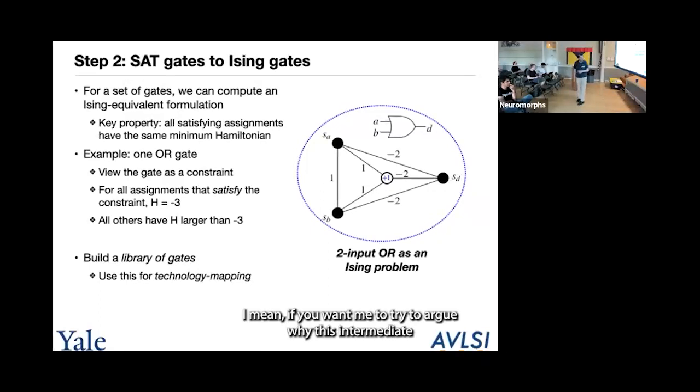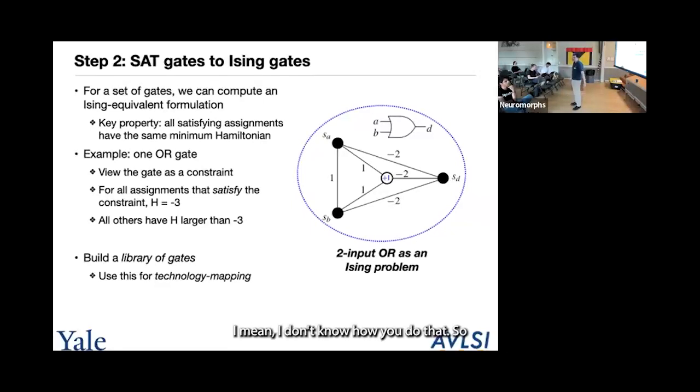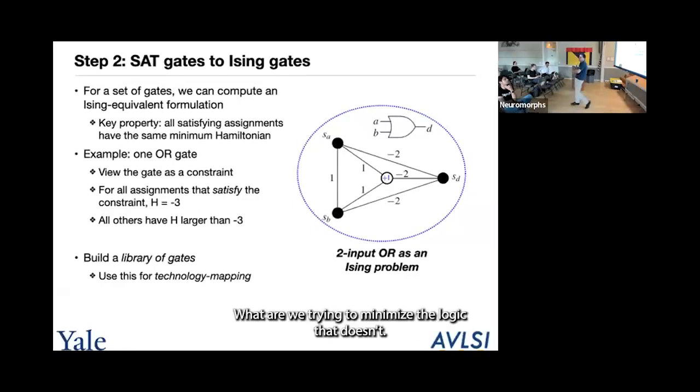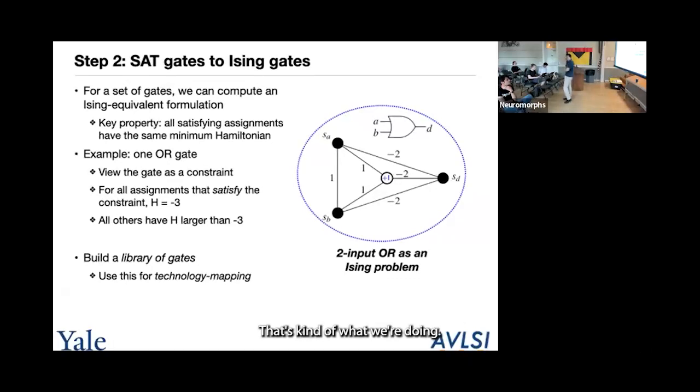I mean, if you want me to try to argue why this intermediate variable is good, there's like 40 years of logic synthesis literature that you'll have to explain. I don't know how you do that. But you must include some constraints, right? So do this in like timing constraints. You don't need to. I mean, you could if you want. Doesn't matter. What we try to just do is minimize the logic debt. Yeah, we just try to minimize the logic debt. Okay, that's kind of what we're doing.